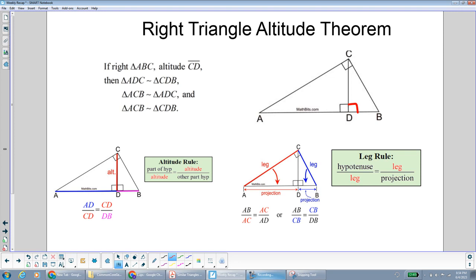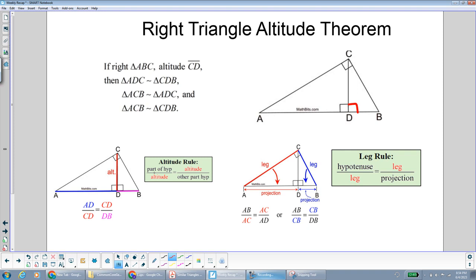So the altitude rule is used whenever you are given information about the altitude or when you have to find the altitude. And what the altitude rule says is that the altitude is the mean proportional between both parts of the hypotenuse. All that that means is that in the proportion, the altitude gets written twice so that it gets cross multiplied by itself.